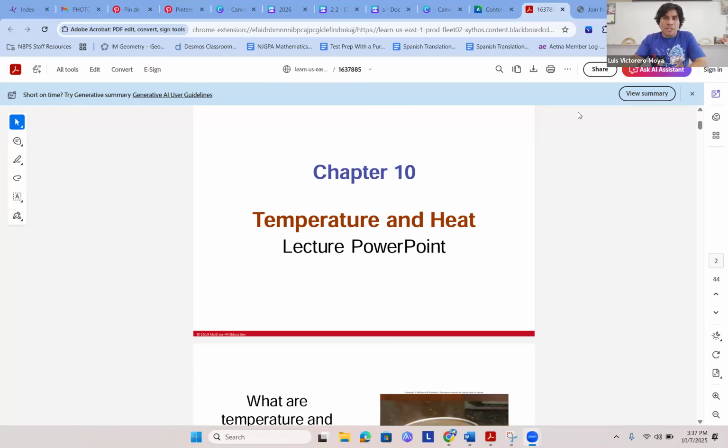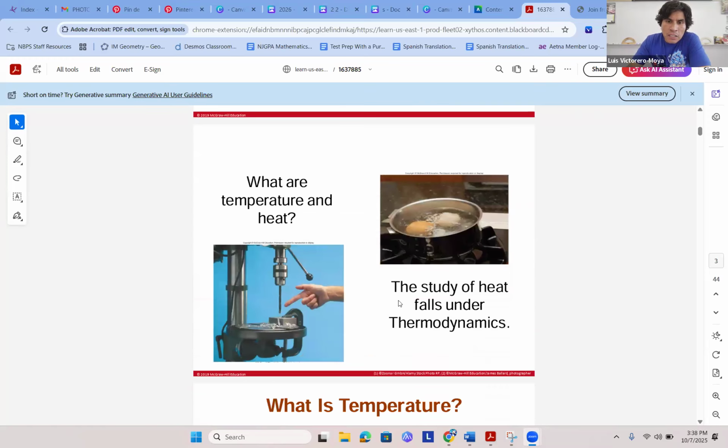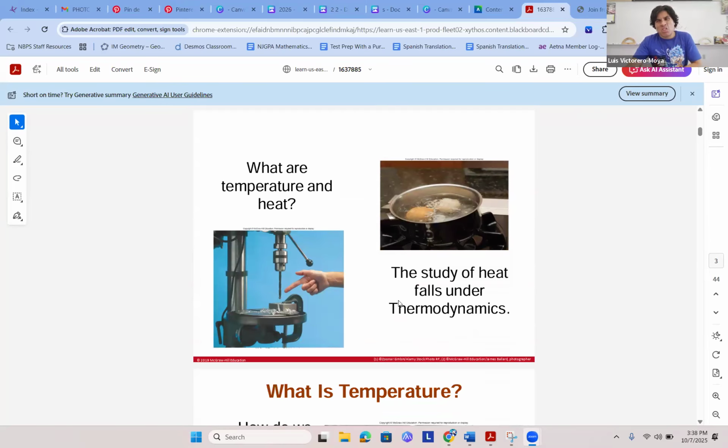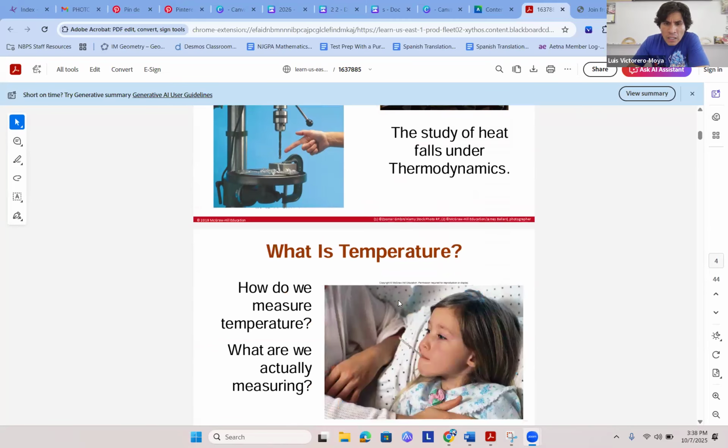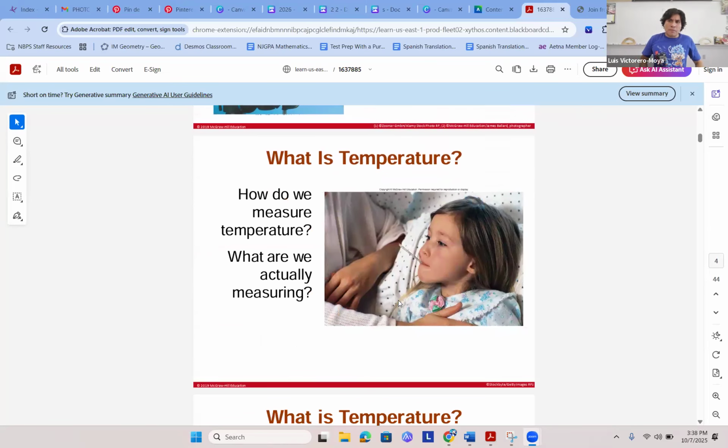All right, guys. So chapter 10, temperature and heat. This chapter is gonna show you a few properties that we go over in physics in regards to temperature, heat, thermal energy, latent heat, specific heat capacity, and a little bit of the laws of thermodynamics. Again, focus on the concepts. Focus on the definitions, like what's temperature, temperature scales, heat, latent heat, what's latent heat.